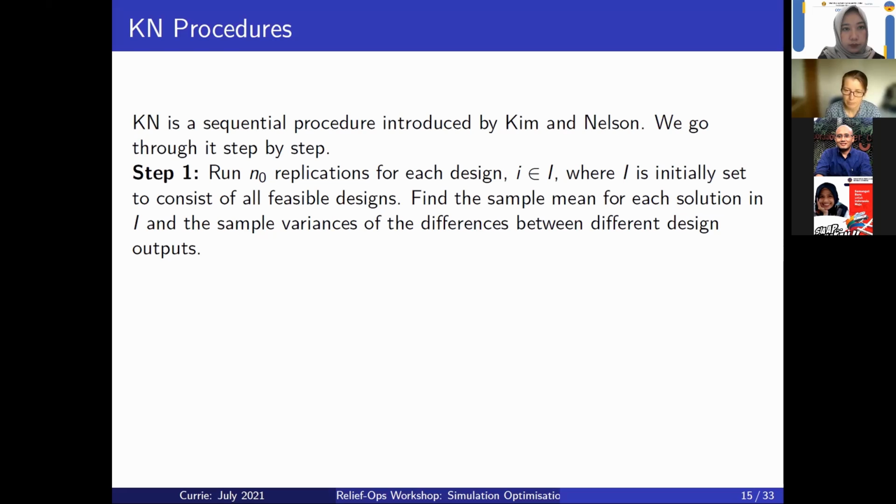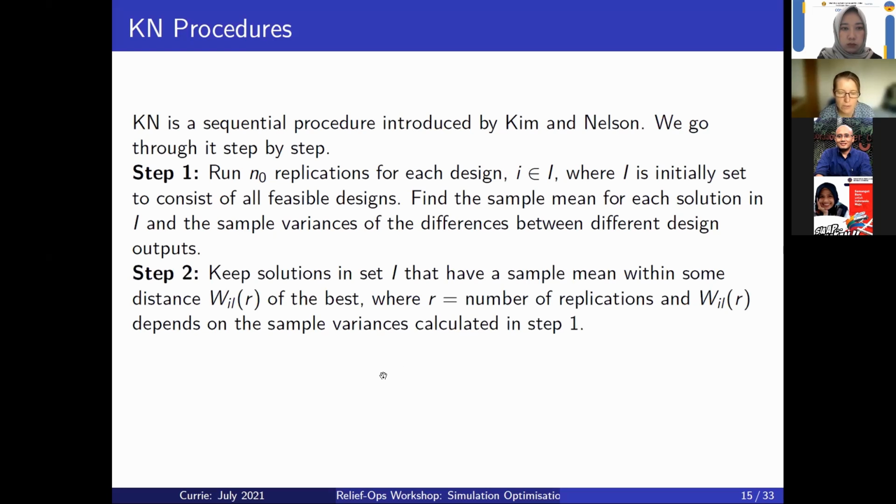Now, once the differences get too big, then we know that one design is definitely better than another design. So we look at it that way. In step 2, then, we will decide which solutions we are going to keep in our set that is in contention, this set I. And we will keep solutions in that set where their sample mean is within some distance of the best, and this gives us a threshold distance. R is the number of replications here, and this W of R depends on those sample variances of the differences between the designs that we calculated in step 1. So this threshold is how we decide whether a design is still in contention or whether we've got enough evidence to say that it's no longer important.